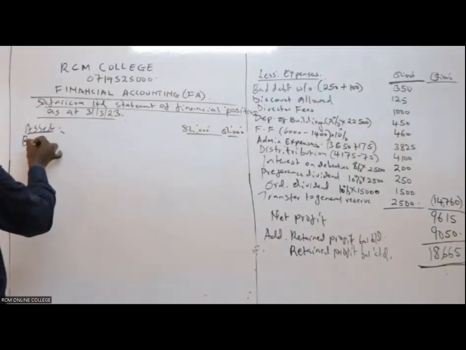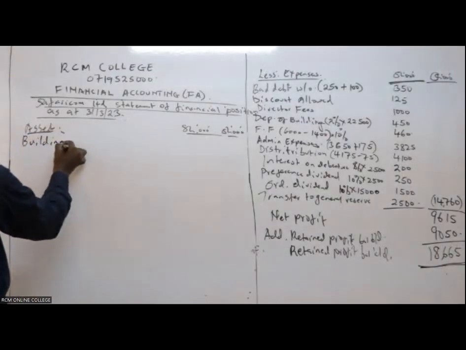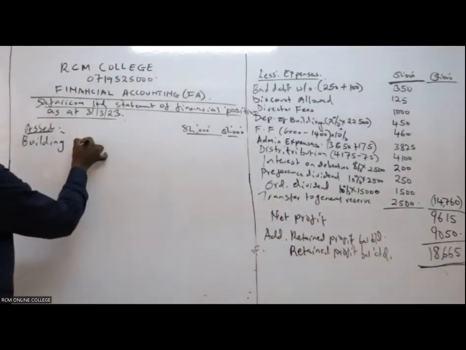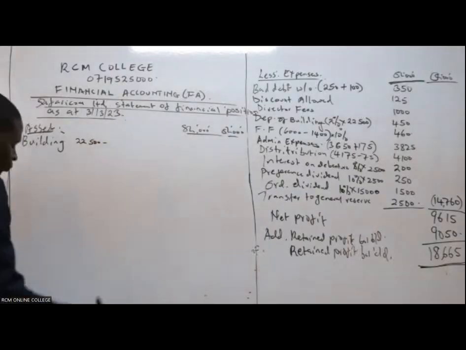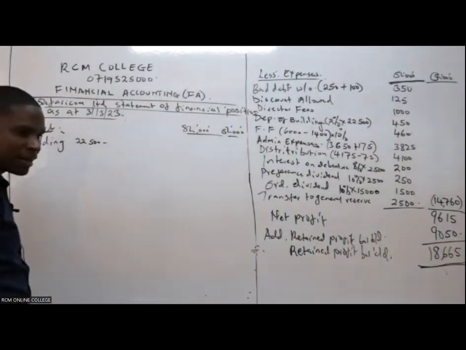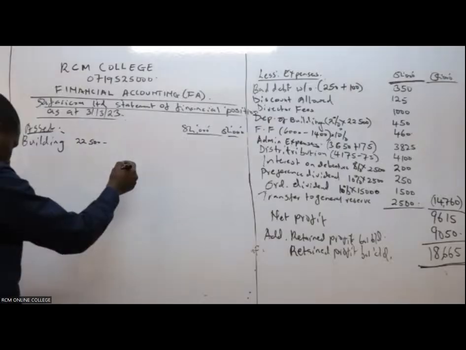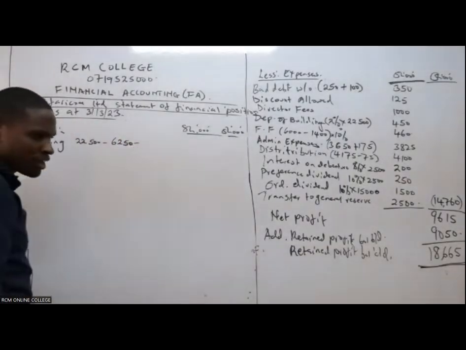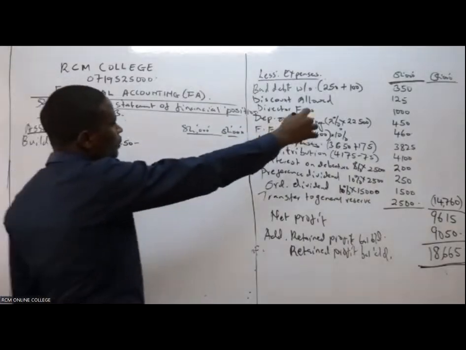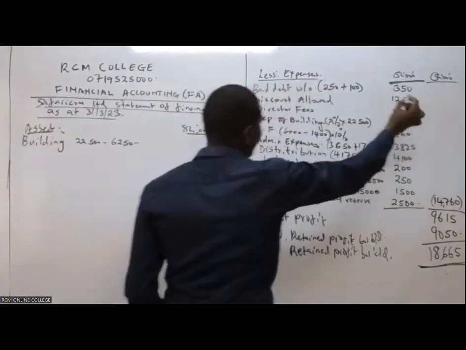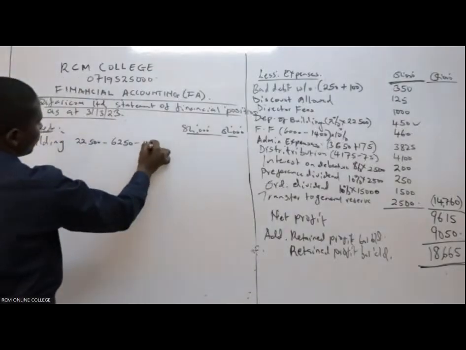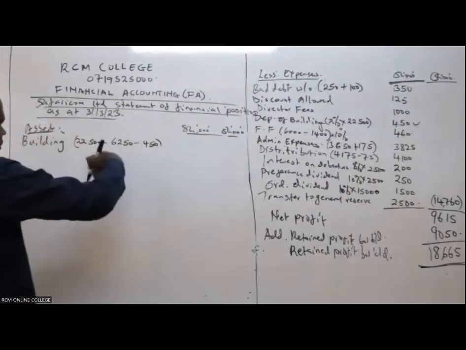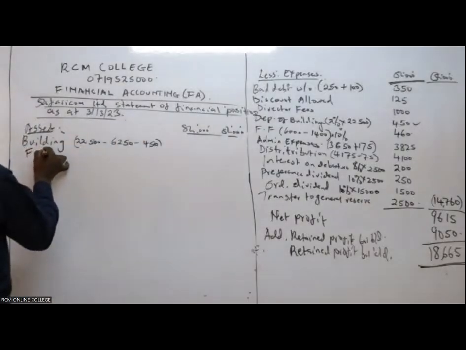So building. What will be the value of my building in this case? I have to check. Cost was 22,500. I have to deduct the accumulated depreciation, which was 6,250. And then I deduct the depreciation for the year, which I was given. Depreciation for the year for building, I was given 450. And whatever I get, I put at the end column.